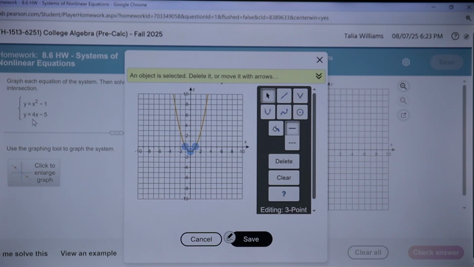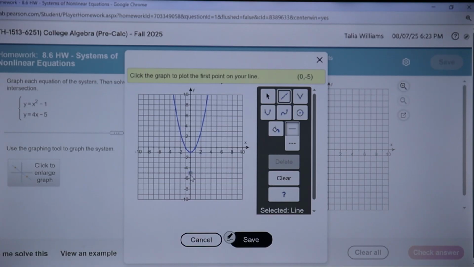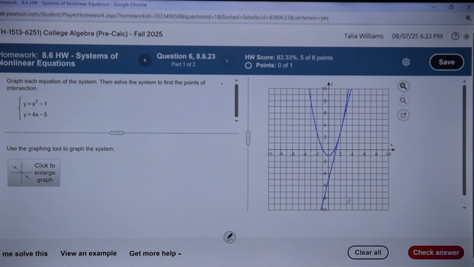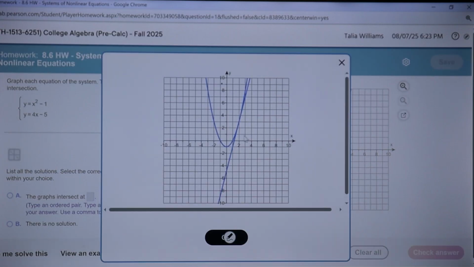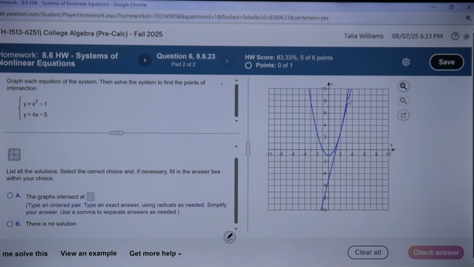Our linear graph is y equals 4x minus 5. It's in slope-intercept form, so I'm going to graph it that way. Negative 5 is my y-intercept, and then my slope is positive 4. So up 4, 1, 2, 3, 4, and over 1 from your y-intercept. Check answer. I think this one might have been hard to find the intercepts. I could show y'all algebraically how to do it.